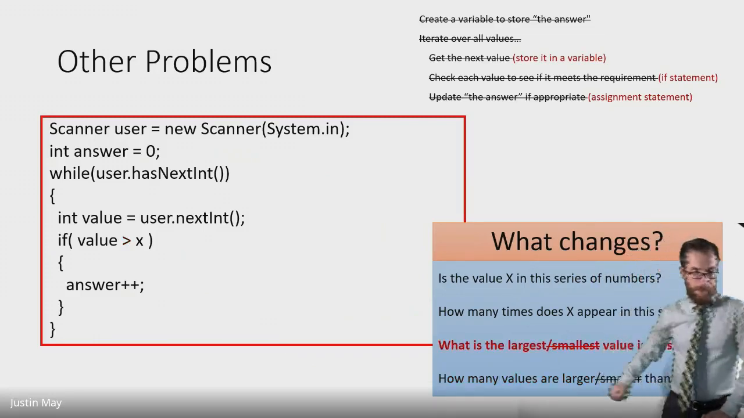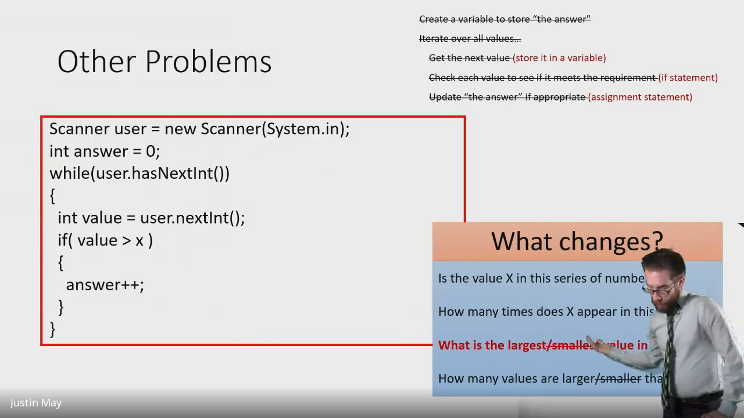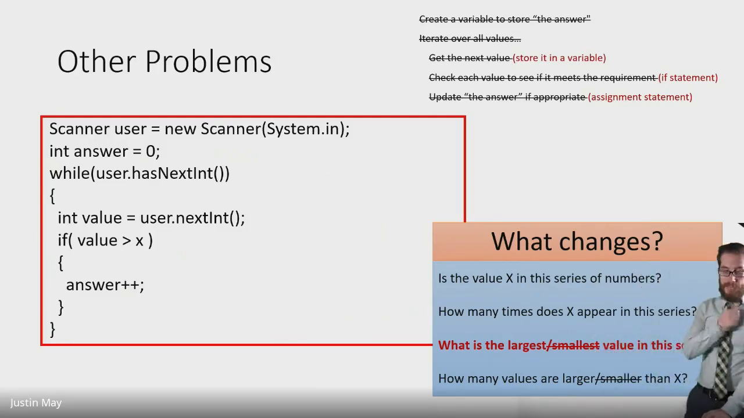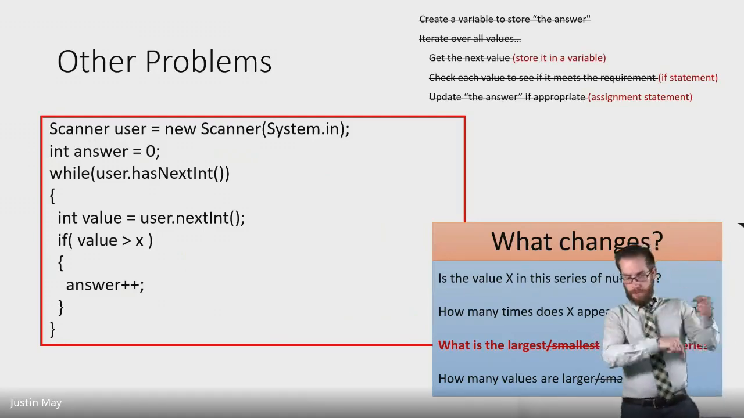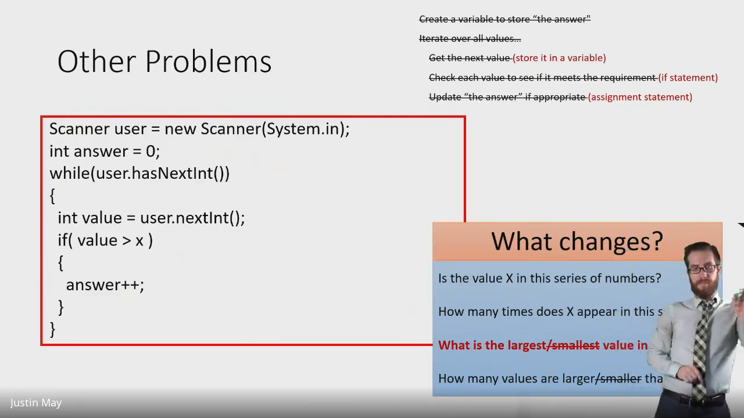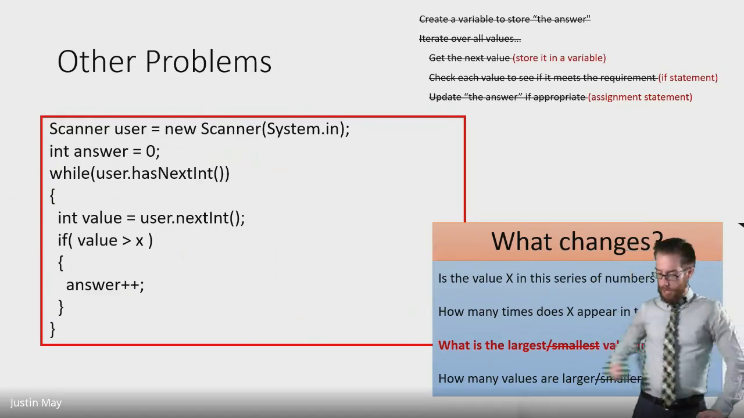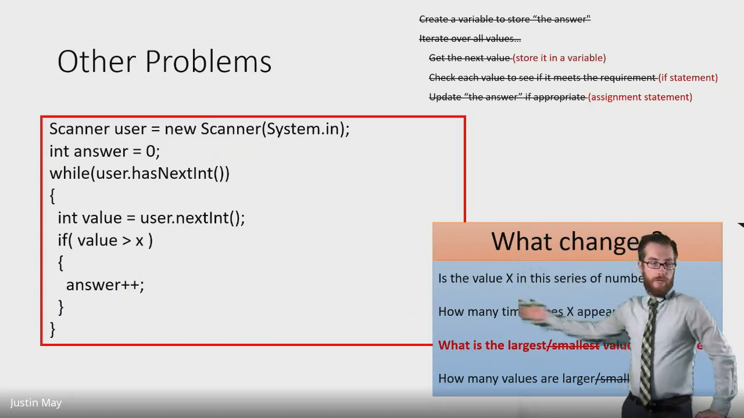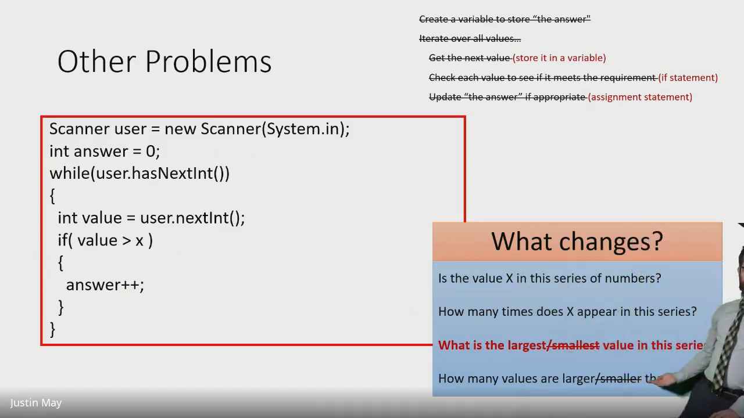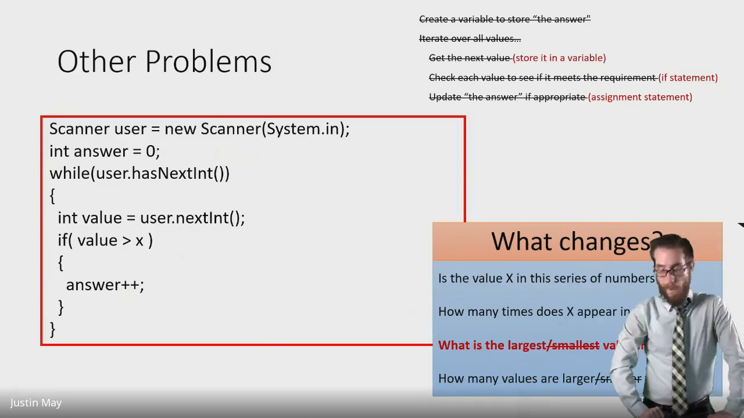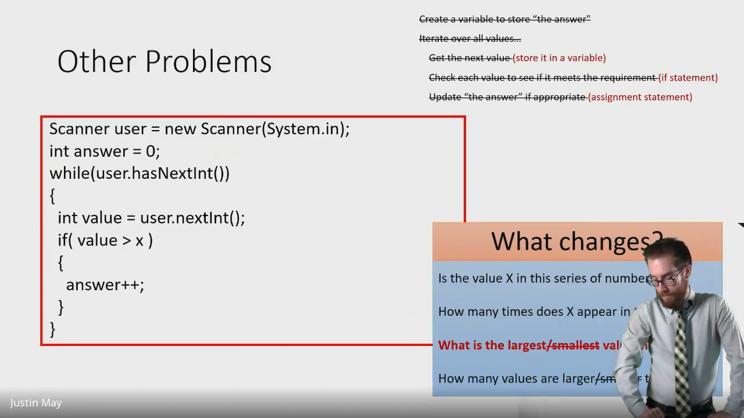All right, so I skipped one. Let's go back to that one. So what is the largest value in this series? So the user types a bunch of numbers, and I want to know what was the biggest value that user typed. What do you have to change in the code to solve this version of the problem? What is the largest value in this series of numbers? Think about that.